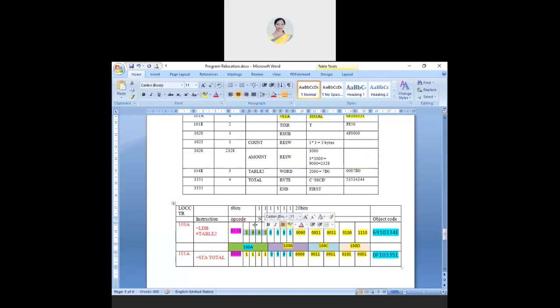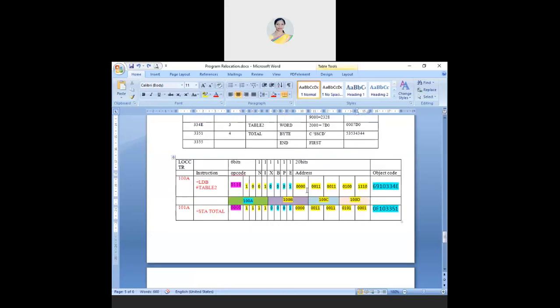And next is 1, extended format, and 0. I can write directly here instead of writing it out separately. Yes, you can write directly. I've written it just to make sure that you understand. Fine. Then 0, 3, 3, 4E. So this is my 20 bits.